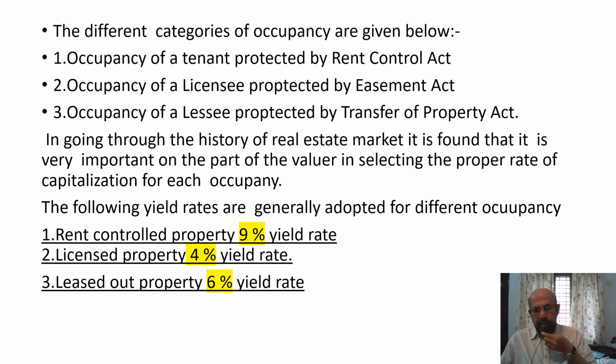In going through the history of the real estate market, it is found that it is very important on the part of the valuer to select the proper rate of capitalization for each occupancy. The yield rates generally adopted for different occupancy are as given below. 1. Rent controlled property, 9% yield rate. 2. Licensed property, 4% yield rate. 3. Leased out property, 6% yield rate.